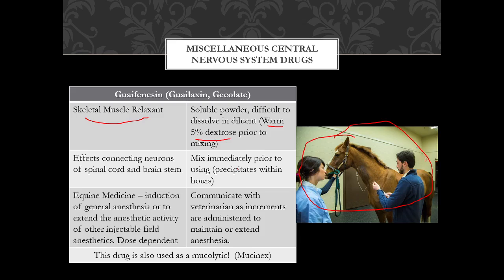Hot cocoa in cold water doesn't mix really well. We want to mix immediately prior to using because it will precipitate within hours. And of course, we're mixing it with dextrose. If we're mixing it with dextrose, that's a place where bacteria will want to grow. We want to communicate with the veterinarian as increments are administered to maintain or extend anesthesia.